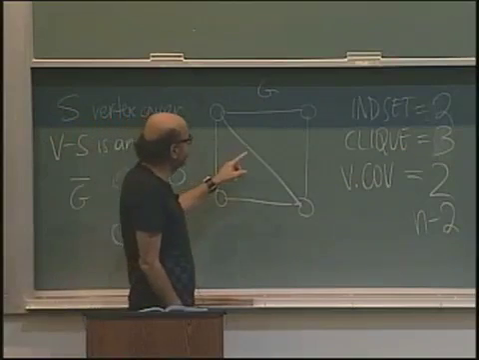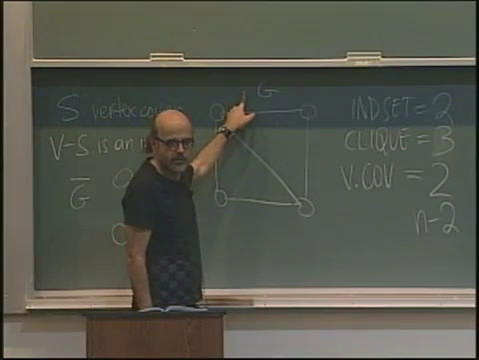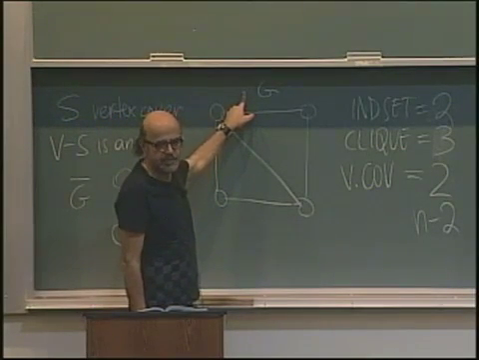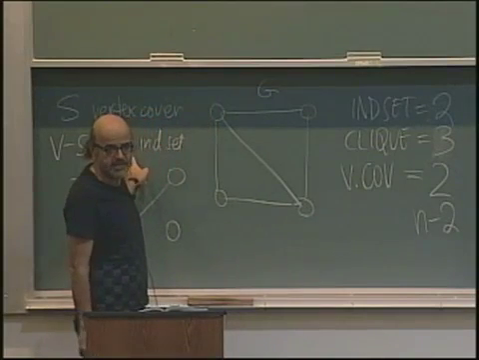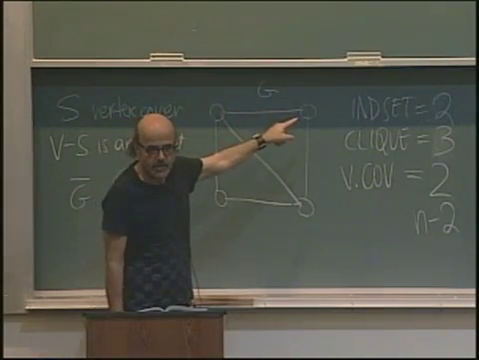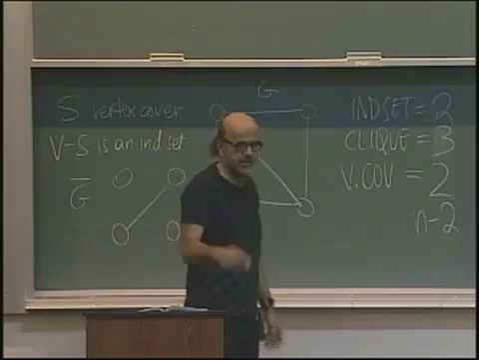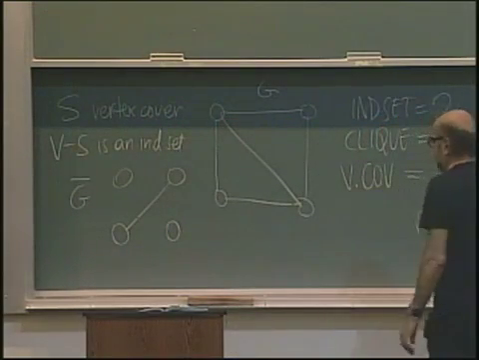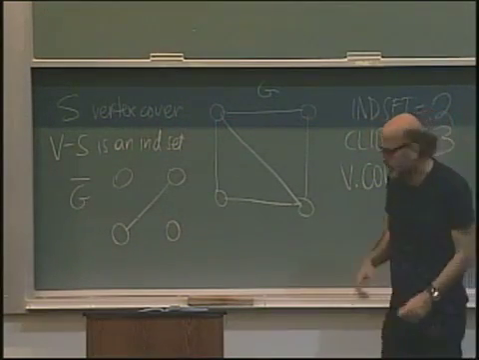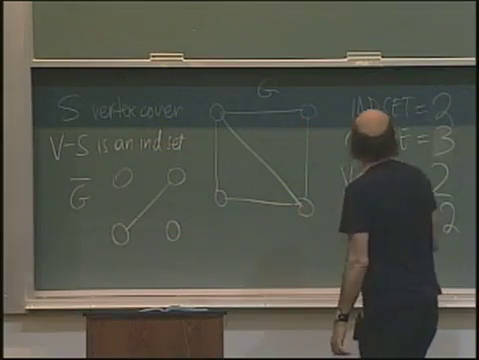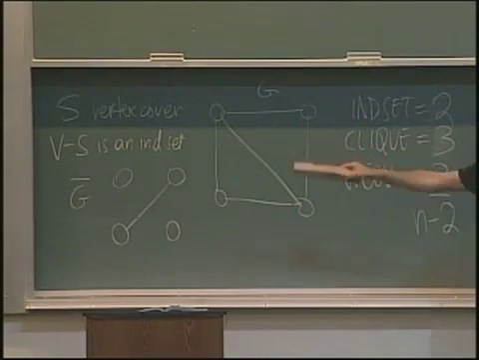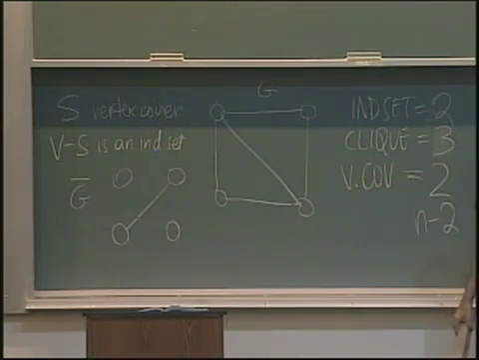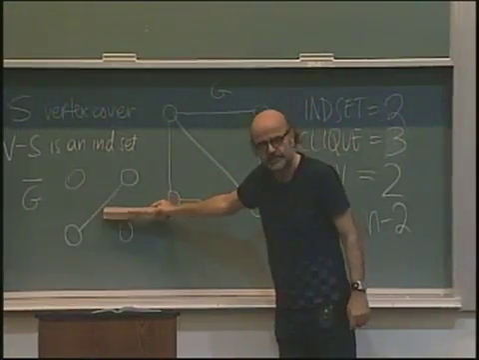No, that's the clique of G. Right? What I'm promising you is that the clique of G bar is going to be the same as the independent set of G. Okay? Good, thanks. I'm sure it confused others also. So, the clique of G is 3, but the clique of G bar is 2. The independent set of G is 2, and therefore the clique of G bar is 3.